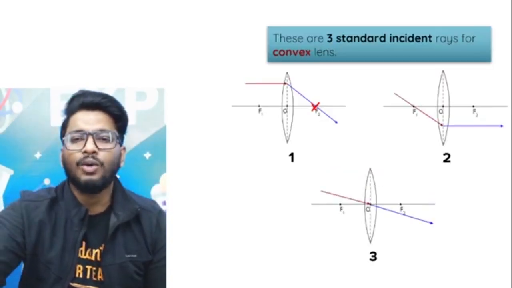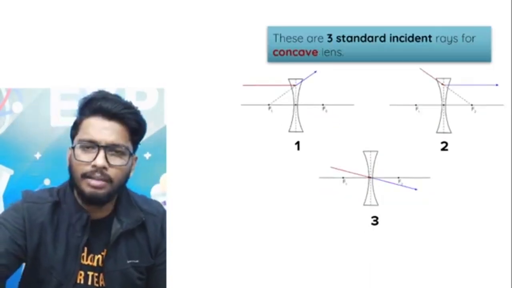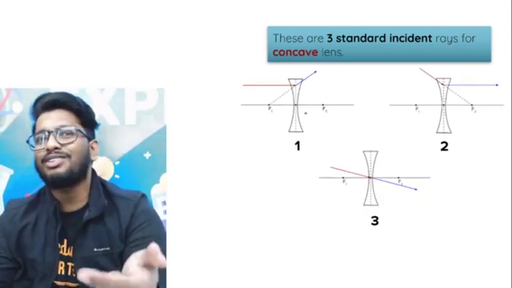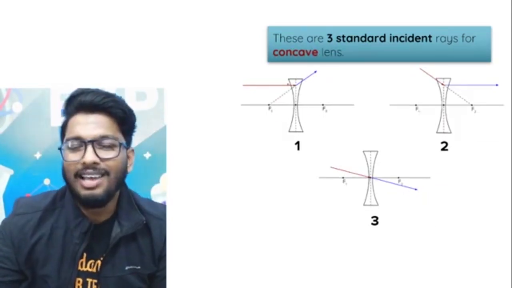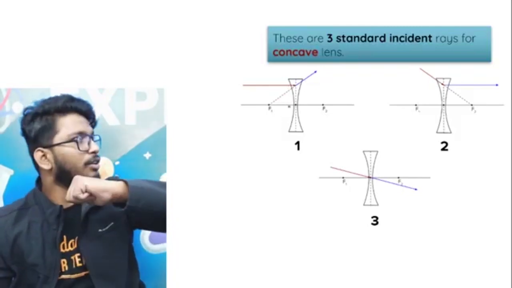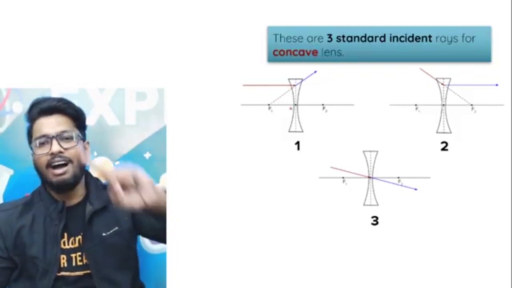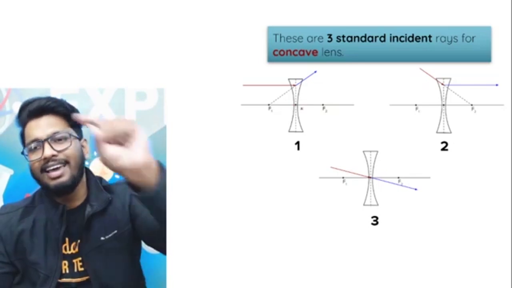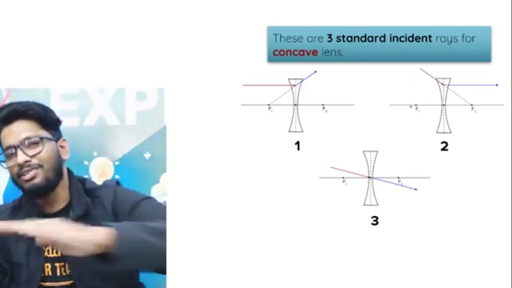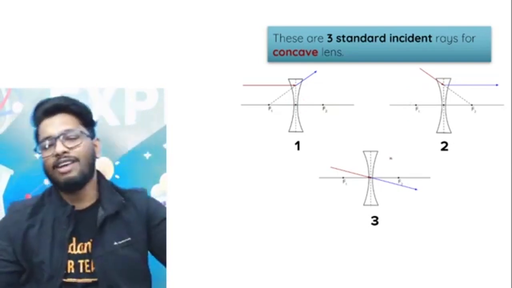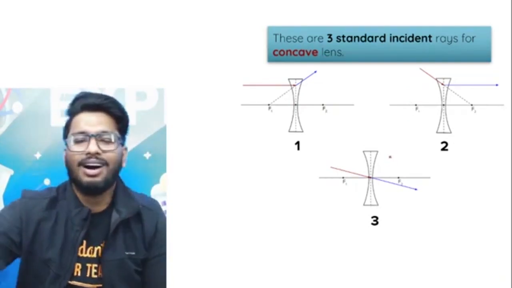That's it. So if you talk about a concave lens also, it's pretty much the same thing. Once again, here it appears to pass through the focus, not that it actually does. So if the ray of light is parallel to the principal axis, after refraction it'll appear to pass through the focus. If the ray of light is already appearing to pass through the focus, after refraction it'll become parallel to the principal axis. And if a ray of light is passing through the optic center, it'll pass through undeviated.